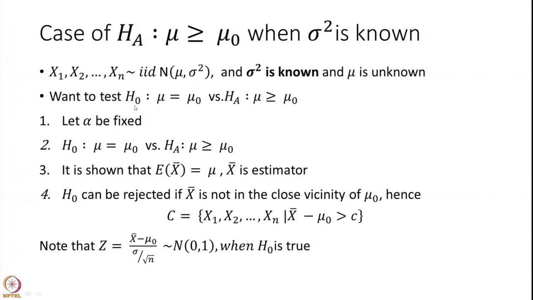We have the null hypothesis as mu is equal to mu 0 and the alternate hypothesis as mu is greater than, again the error has occurred. So I stand corrected, mu is greater than mu 0. Here also it will be mu is greater than mu 0. So then we have the test statistic like before, it is going to be x bar because expected value of x bar is mu. And then we say that we can reject the null hypothesis, that is the critical region has to be such that, now I have removed the absolute value, x bar minus mu 0 has to be greater than c.